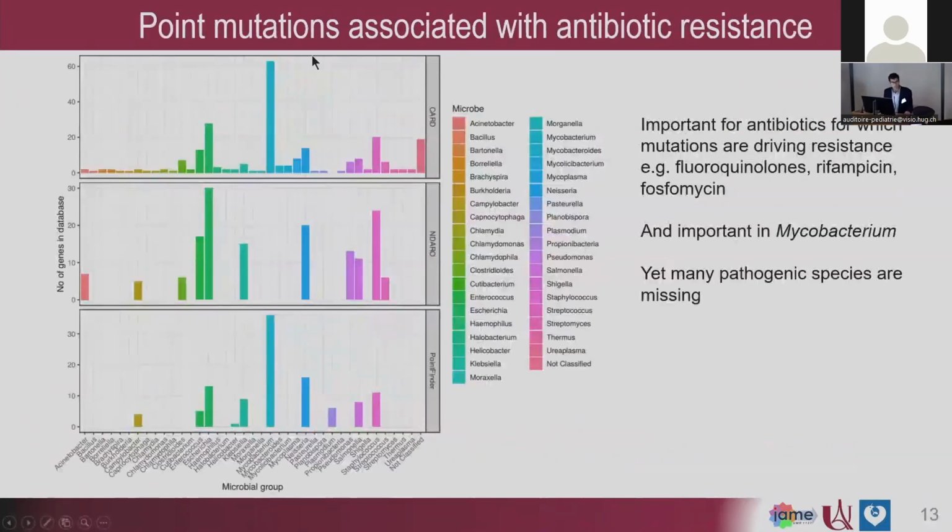And we should not forget point mutations. I focus mostly on antibiotic resistance genes, but we should not forget also the genes in which mutations can lead to antibiotic resistance. We have famous cases like fluoroquinolones, rifampicin, fosfomycin. This is also a very important resistance pathway in mycobacteria.